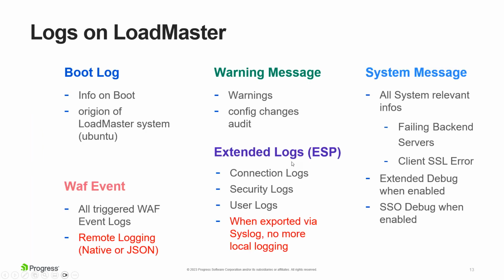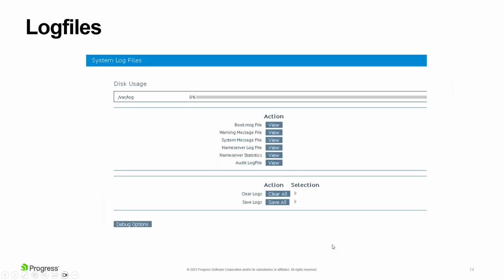I also put a slide together with a few more informations. What kind of systems do you see? What can you see in your log files? I already mentioned it a second ago. Just look out for the extended logs: when you export them via syslog, they are not locally stored anymore. They will be just on syslog, just FYI. Where can I find the log files? On system log files, you have boot messages, warning, system messages, and the server log files, name server log files, and also WAF will show up here as well.